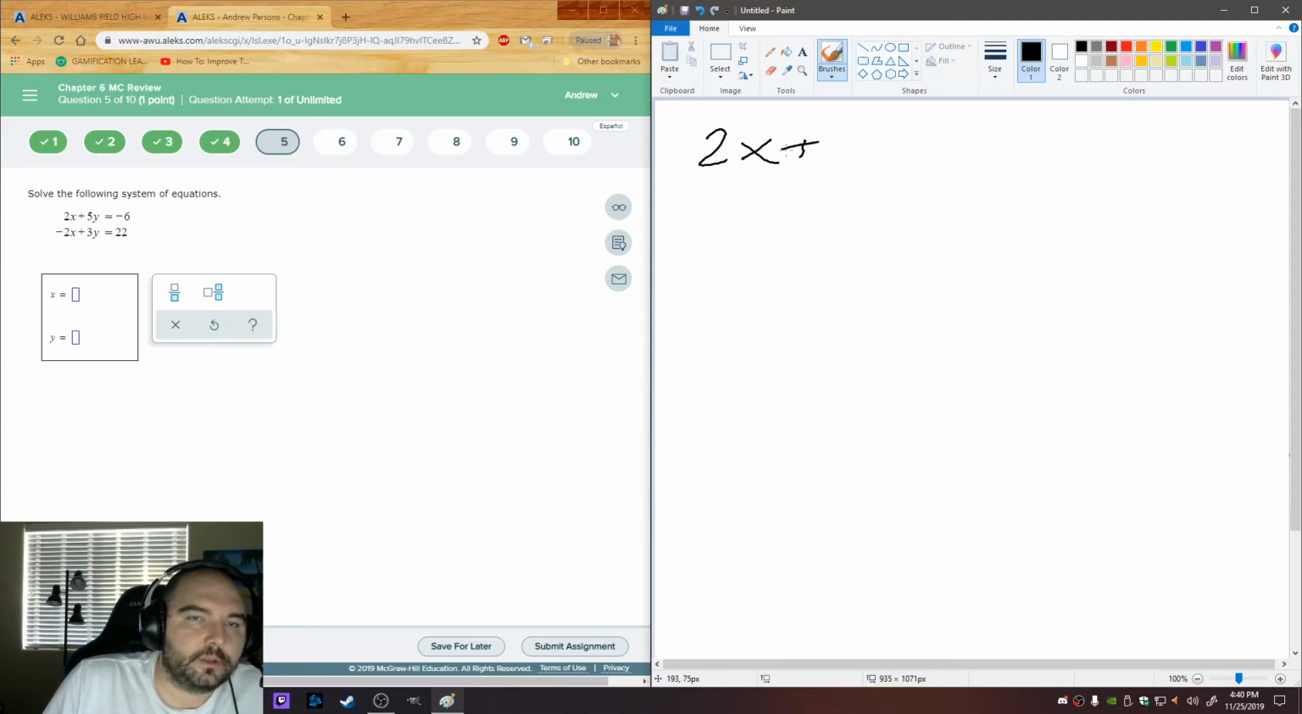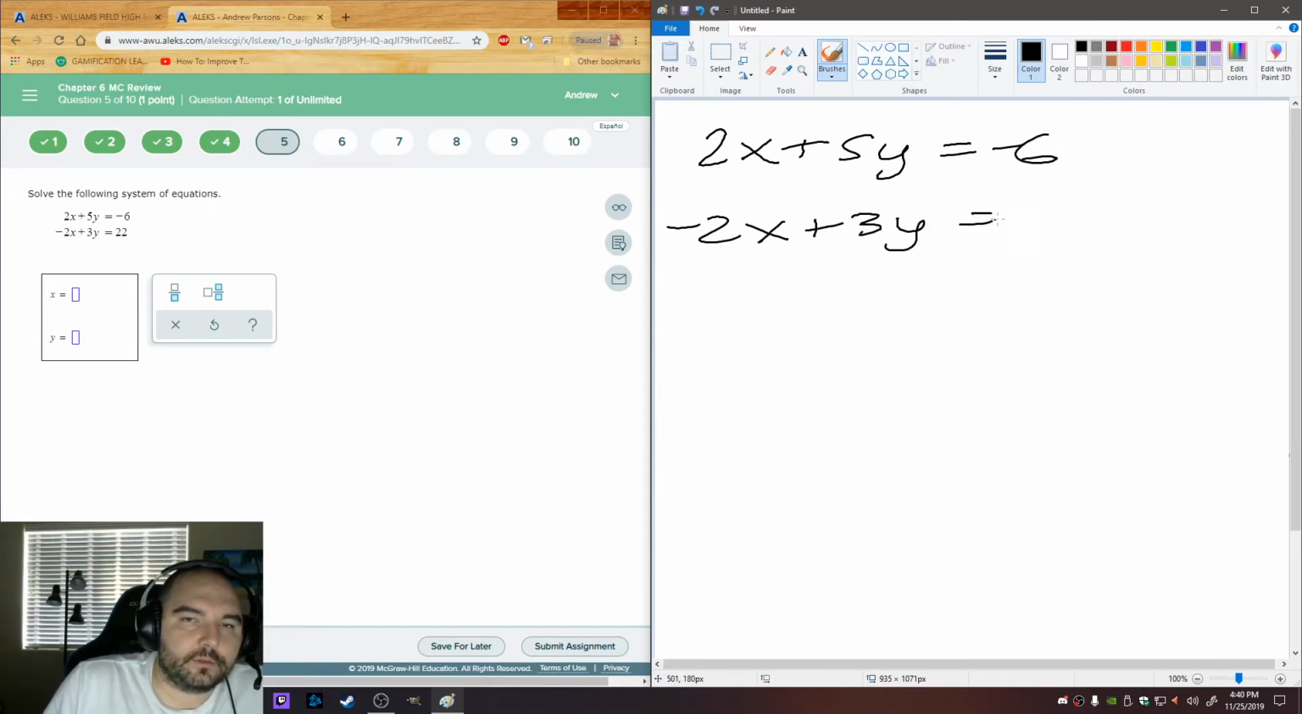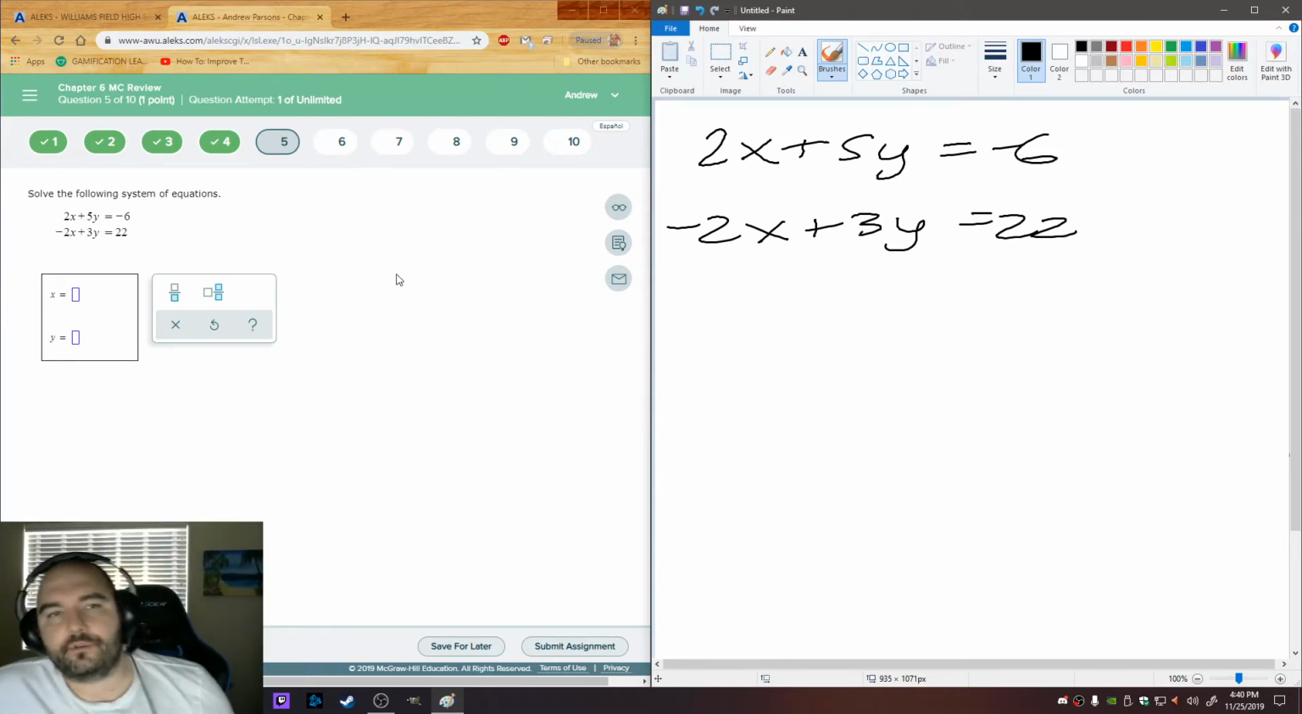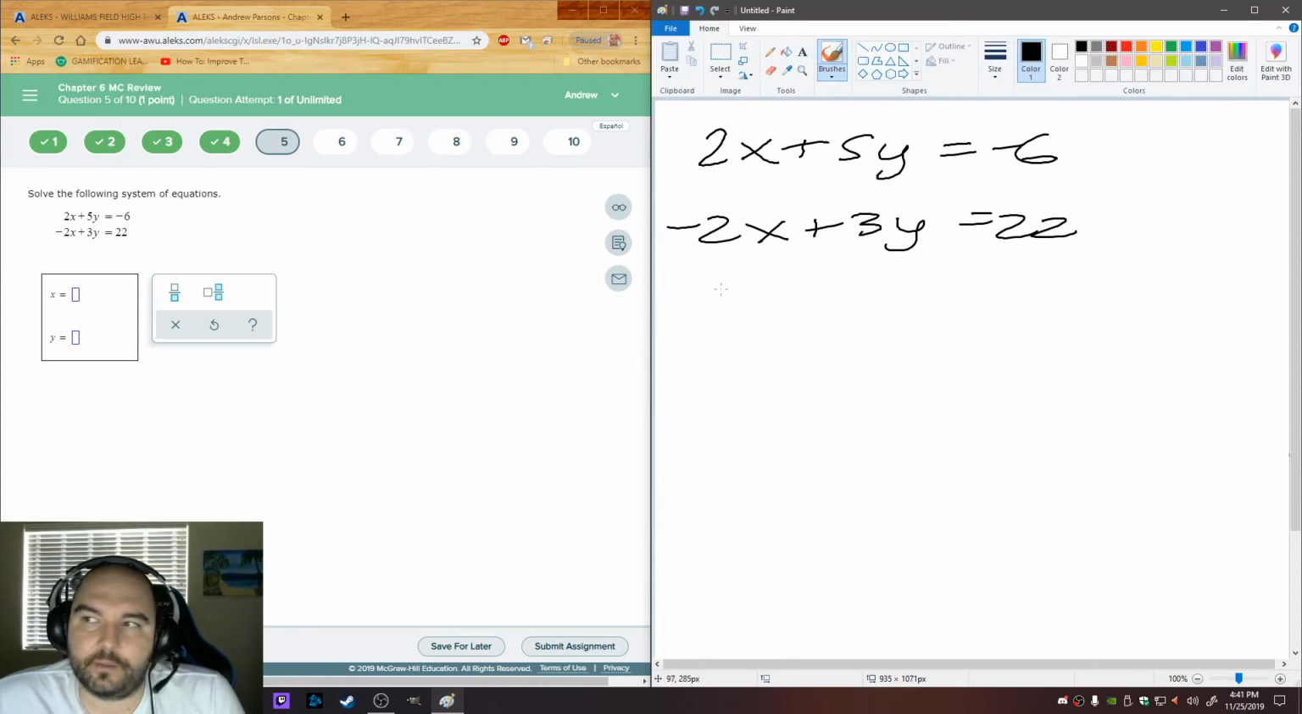2x plus 5y equals negative 6. Negative 2x plus 3y equals 22. Now, on these problems, these are adding or subtracting things together. These are not substitution. These are elimination. Because, well, for two reasons. On substitution, you're really trying to use that when you have x or y by itself. And on none of these are x or y by itself. And you're also having them super nicely lined up in quote-unquote standard form. So it's pretty much set up right for elimination.